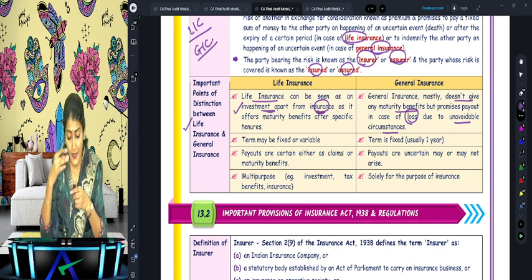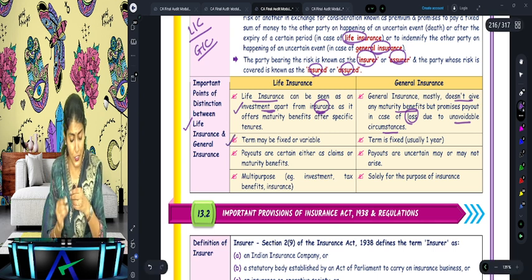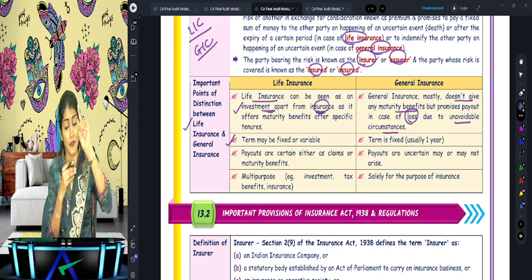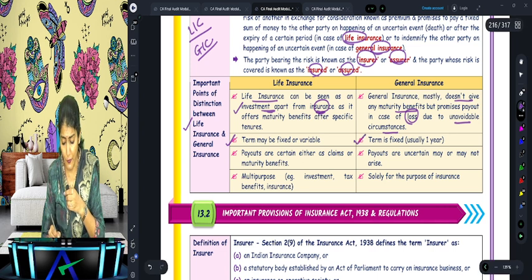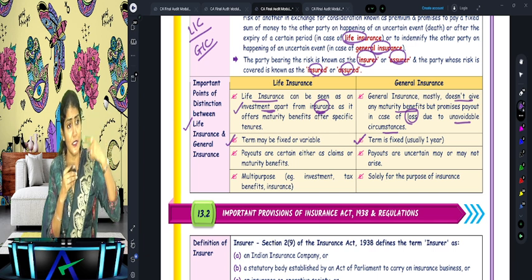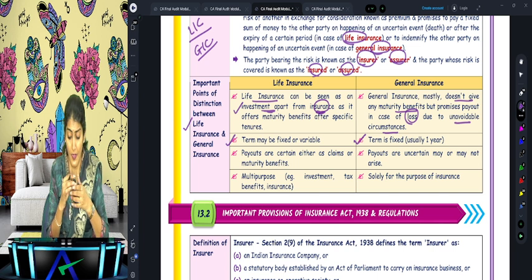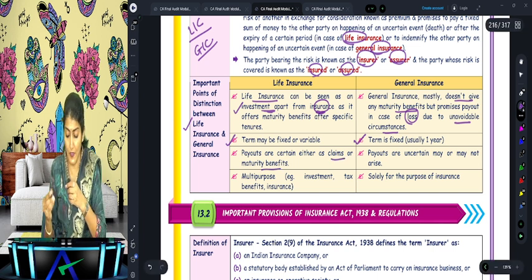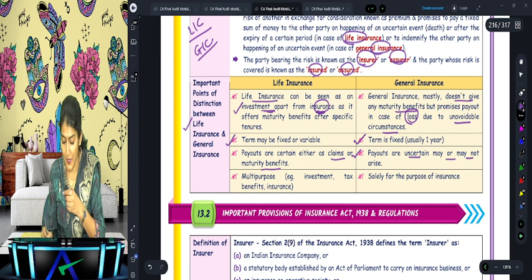Okay, right. Then life insurance, the term may be fixed or variable. You can do a one time payment or a 20-year policy, 30-year policy, right? So the term may be fixed or variable, but generally a general insurance policy is taken for 1 year. You take the vehicle insurance of your two-wheeler for 1 year. After 1 year you need to renew it again, right? So generally general insurance is for a period of 1 year. Then payouts are certain, either as claims or as maturity benefits. In general insurance, your payouts are uncertain, they may or may not arise.